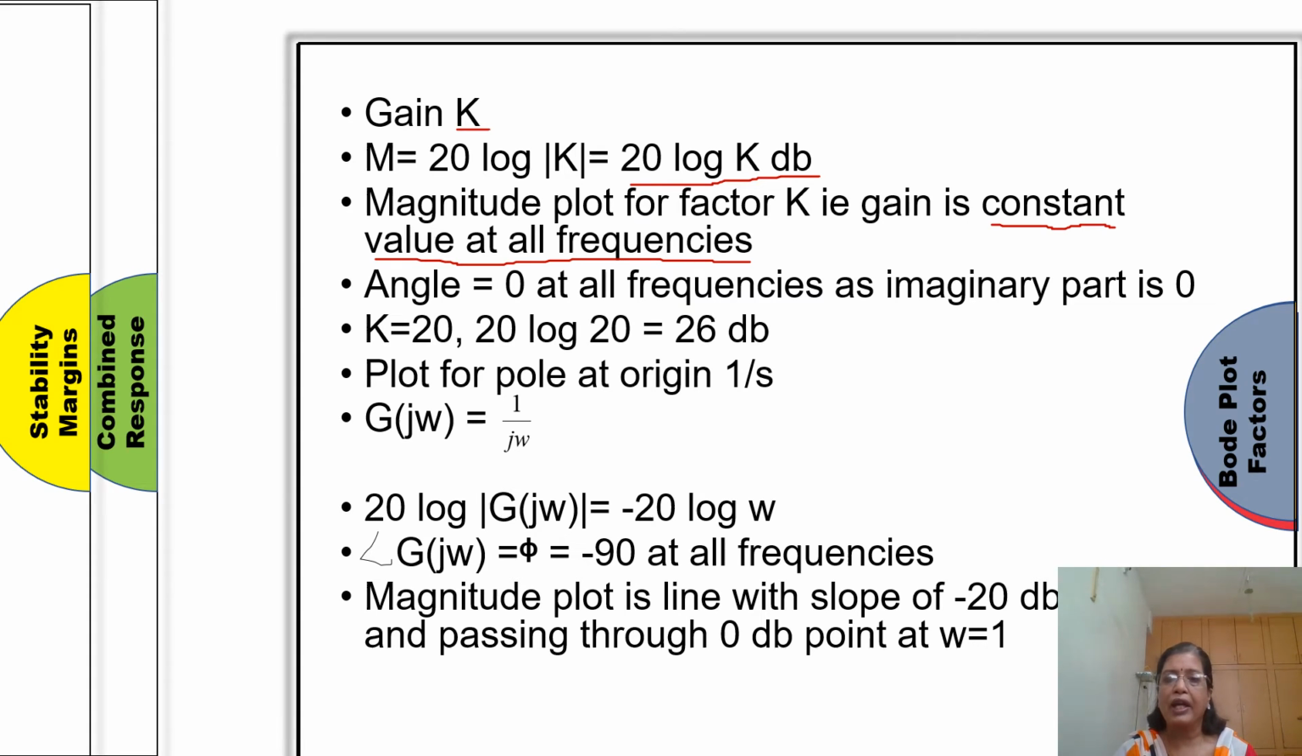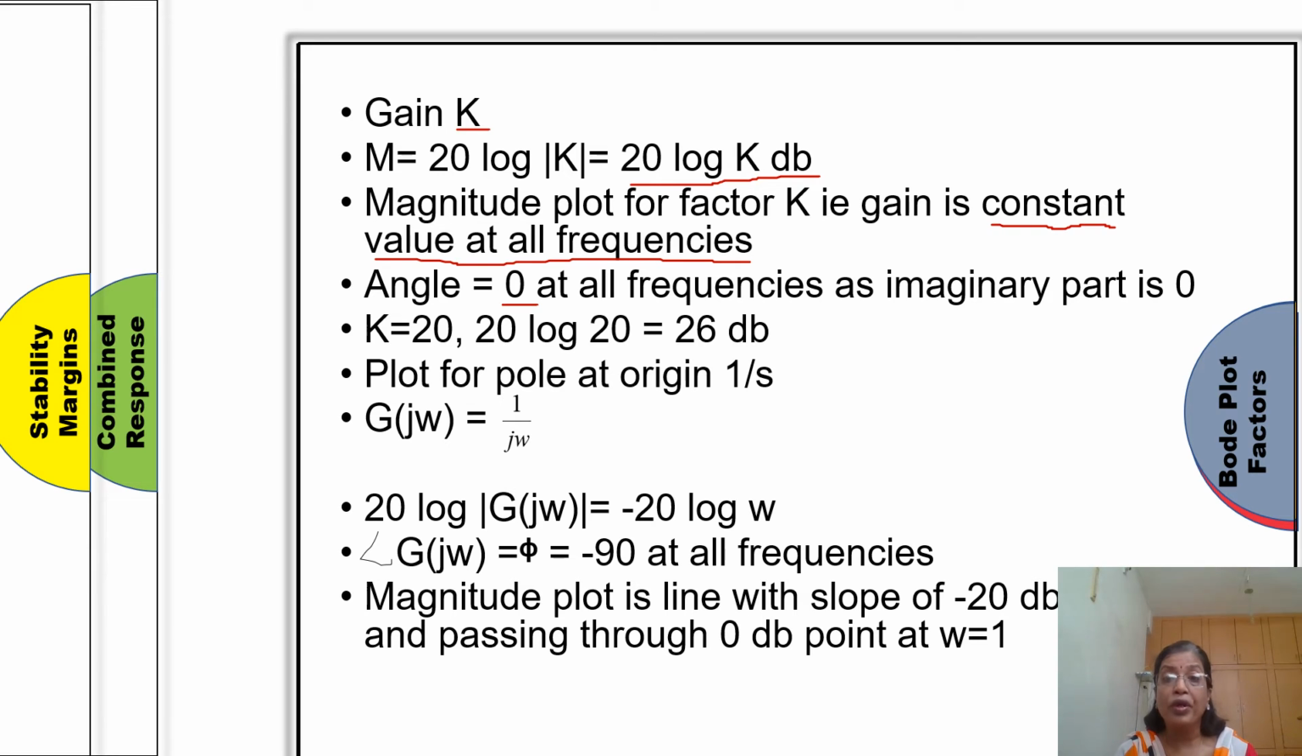Now next comes the angle. All of you are aware of terms like x plus jy. In that case, the angle is given by tan inverse of the imaginary term divided by the real term. In this case, the imaginary term is 0 and there is only the real term K, and therefore it will be tan inverse of 0 upon anything, which will always be 0. So the angle for the factor gain K is 0 at all frequencies, as the imaginary part is 0.